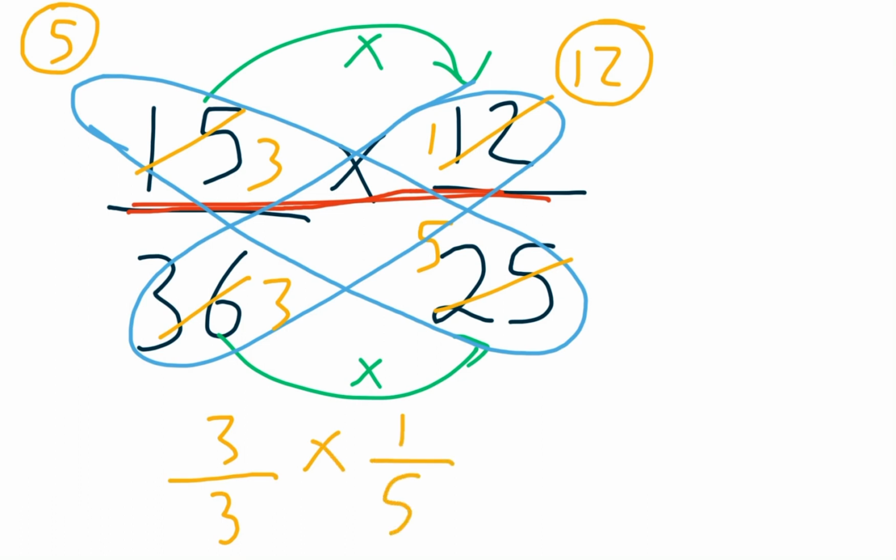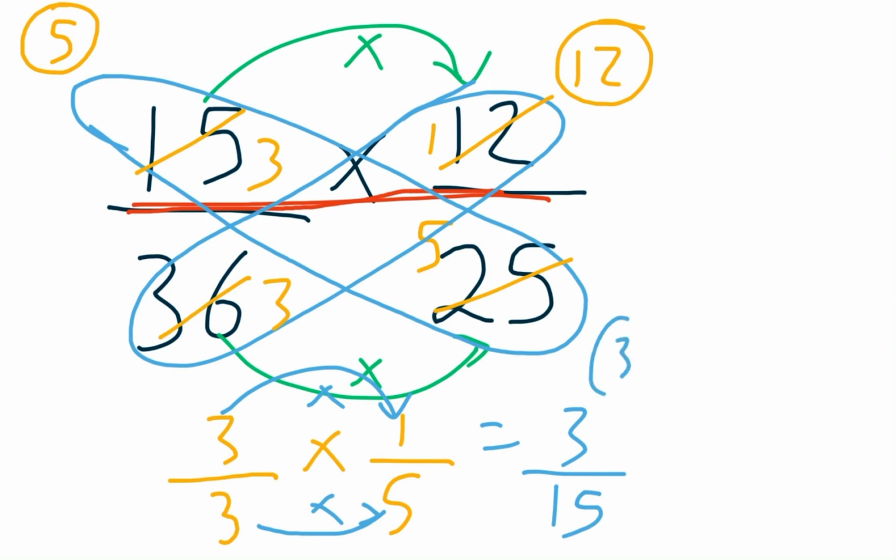So what do we do now? Now the numbers have become much simpler. We now continue with the rainbow method. So 3 times 1 is equal to 3, and 3 times 5 is equal to 15. You can still simplify the question if you want to, because 3 goes into 3 once, and 3 goes into 15 5 times. So the answer is 1 over 5.